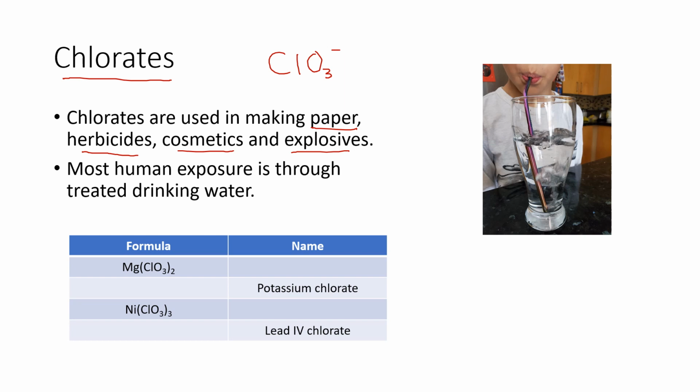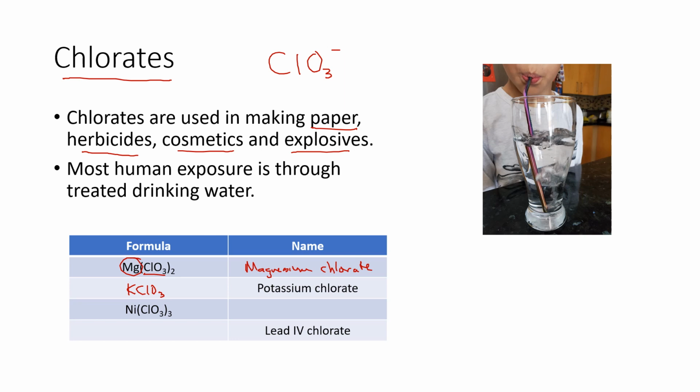So making these compounds is pretty straightforward. This is going to be a magnesium with a chlorate, so pretty straightforward. Magnesium chlorate, don't forget the H. Potassium chlorate, you're only going to need one of them, KClO3.